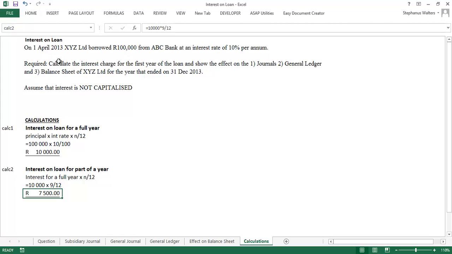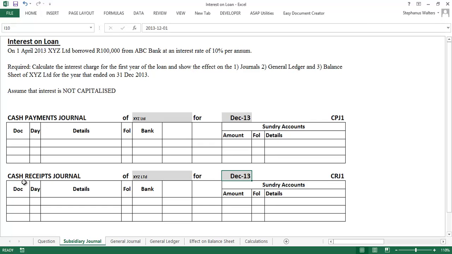Well, we received 100,000 Rand on the 1st of April, so let's fill that in our cash receipts journal because this was money received. We received this money in April 2013. There we go, XYZ Limited. Document, we're not given that, so we can just fill in the generic number. Our day is the 1st of April. So we can put in the 1st of April.